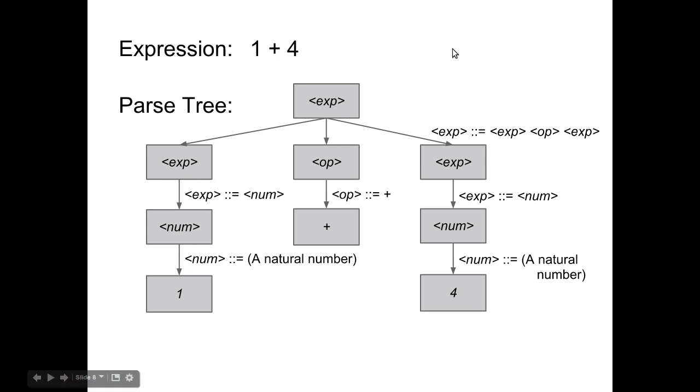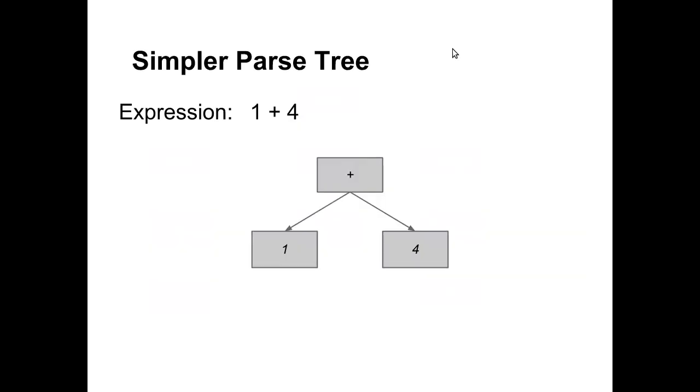And then if we have an expression followed by an operator followed by an expression, that's an expression. Now, this parse tree is sort of complicated. So if we're writing parse trees with multiple things in them, we want them to be a little bit simpler. And to do that, we can draw them like this. We don't need all the intermediate steps matching. We just need to see that the operator is plus and it has 2 arguments, 1 and 4, for the expression 1 plus 4.